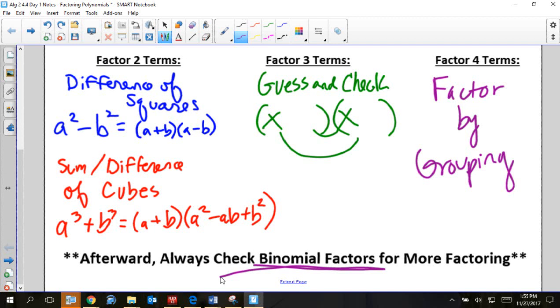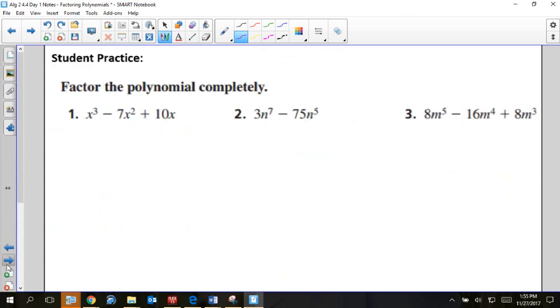So this is a review with the exception of sum or difference of cubes, which we'll learn about halfway through our lesson. So the first thing I'm going to do is go kind of fast because it's all review. Let's factor these. What's the first step? Is there a greatest common factor for number 1? What is it? Factor out by x. It goes outside of the parentheses.